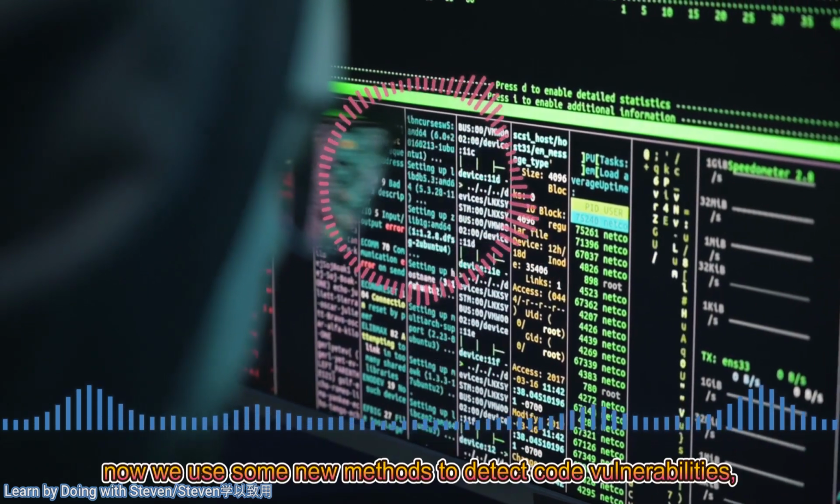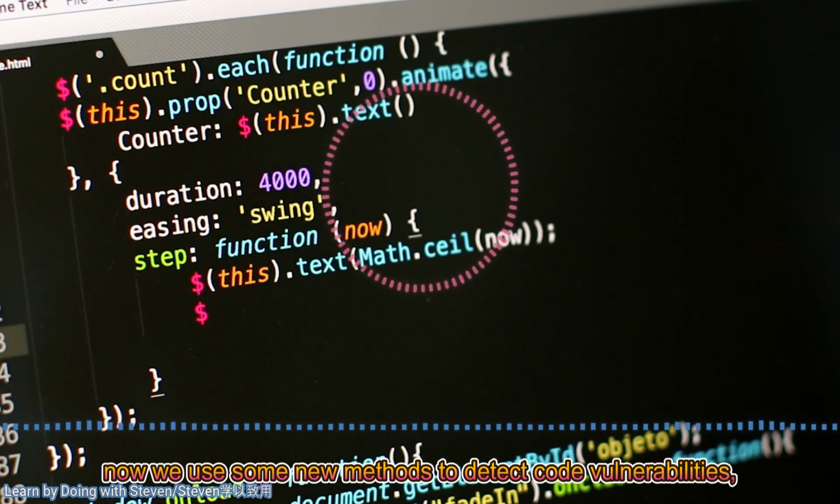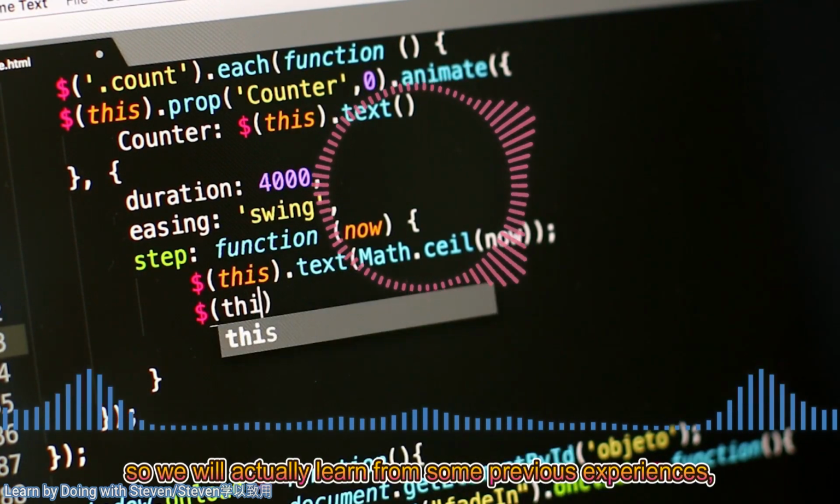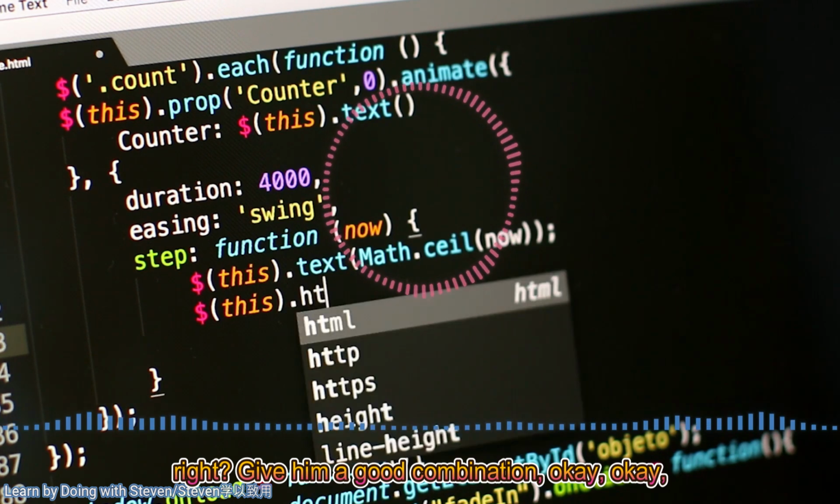That is to say, now we use some new methods to detect code vulnerabilities, but we actually learn from some previous experiences and combine them well.